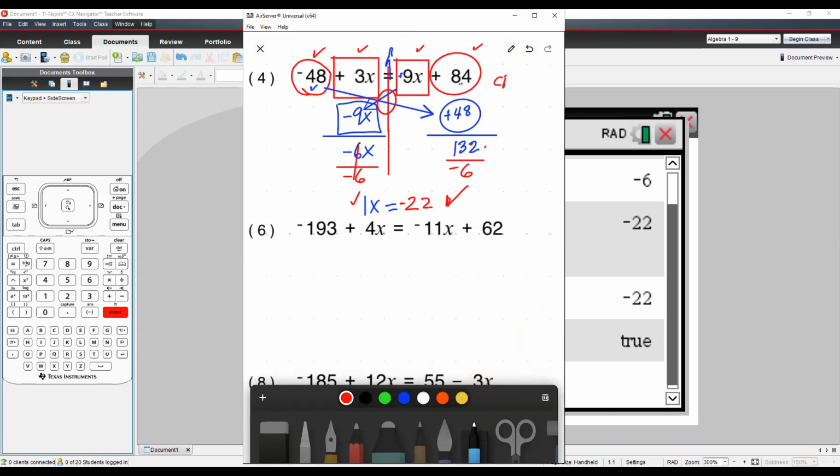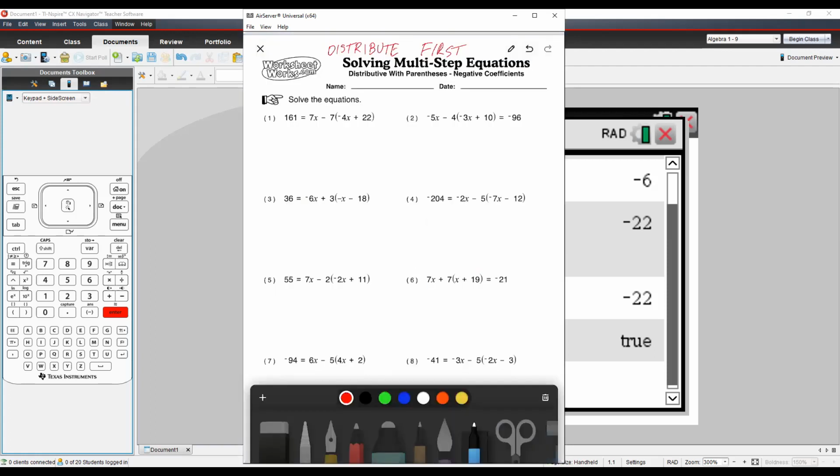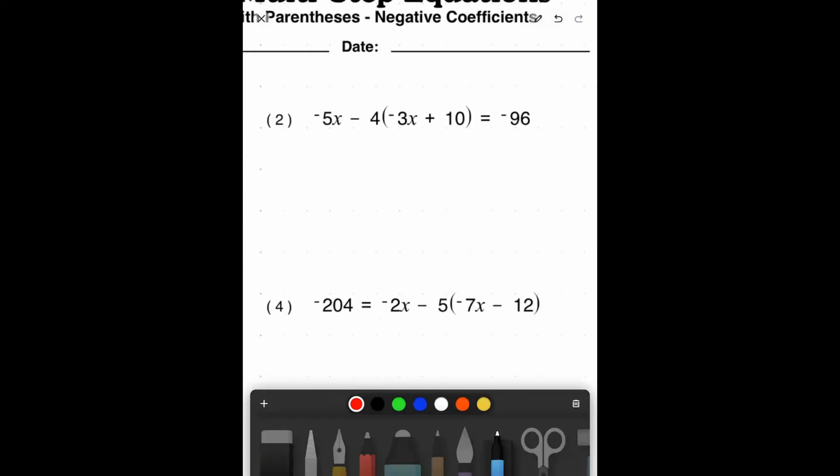So I'm gonna write that: cross the line, then change the sign. That's the rule. All right, now I'm gonna do one more example and then I'm gonna post this. So let me go back. I'm gonna do number 2.